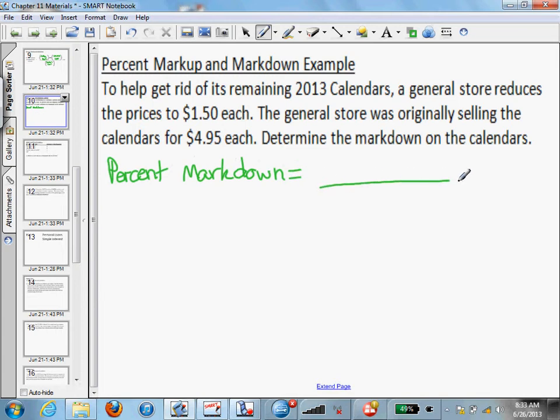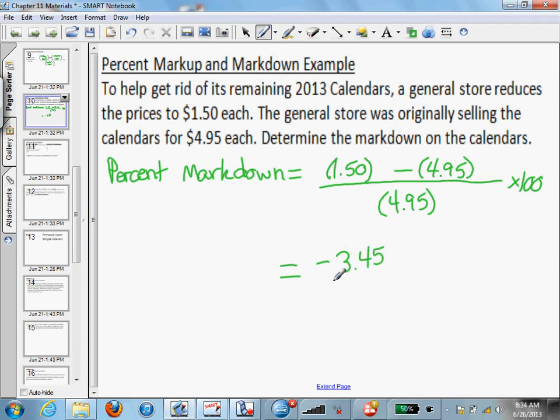And that's going to equal our fraction being multiplied by 100, with on top we're going to put the selling price, which was $1.50, and then we're going to subtract the dealer's cost, $4.95, divided by the dealer's cost, which was again $4.95. Whenever we subtract on top, we get a negative 3.45, carry down our denominator of 4.95 along with our multiplying by 100.